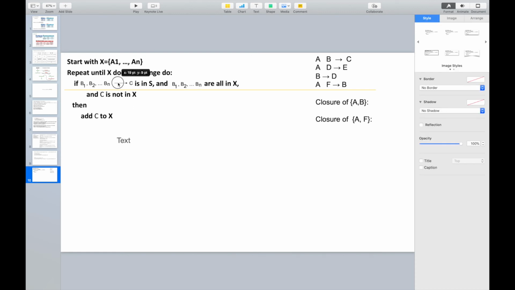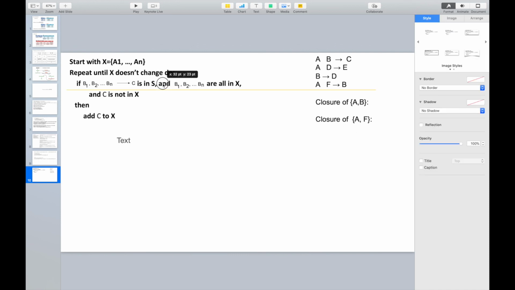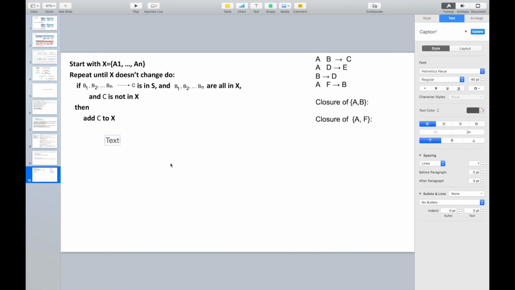Given the algorithm as shown here, we have the algorithm screenshot, and the question is shown on our right hand side. Given a relation with multiple attributes, we have a bunch of FDs: A, B implies C; A, D implies E; B implies D; A, F implies B. We want to calculate the closure of A, B, as well as the closure of A, F, based on the algorithm as shown here. How can we do this? Maybe before I show you the answer, you can compute the closures by yourself first on your paper.